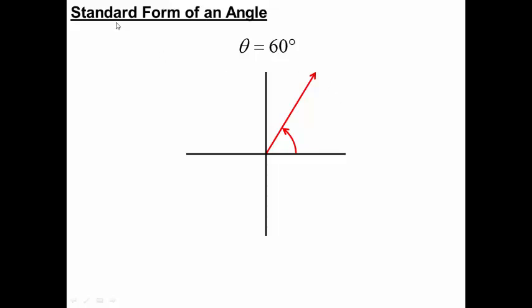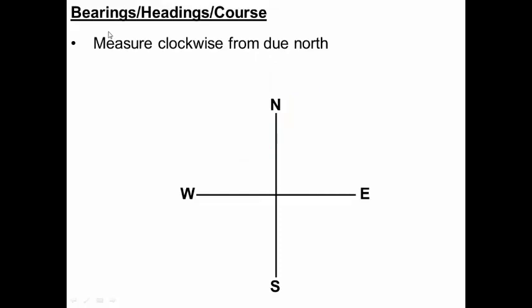We call this standard form because this is the most common way to measure angles. All of our formulas that we use are based on angles that are measured in standard position, but we can measure it in any way we want to. Most commonly, when it comes to navigation, we use the compass headings to help us determine our direction: north, south, east, west. Now, whether you hear the word bearing, heading, or course, these all mean basically the same thing. They have to do with navigation.